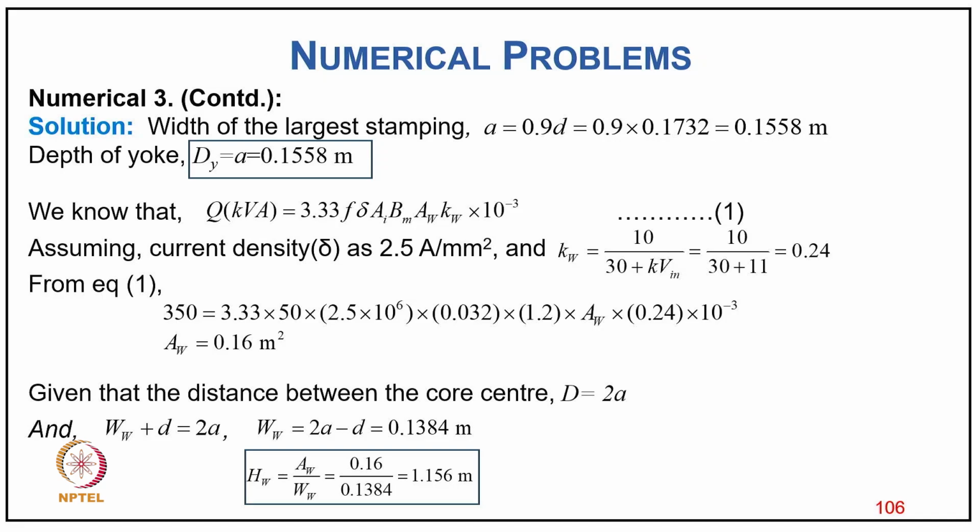And given that the distance between the core limbs is D equal to 2a and W equal to D plus a, so W is equal to 0.1389, as Ww will be Aw upon Hw, so it comes 1.156 meter.